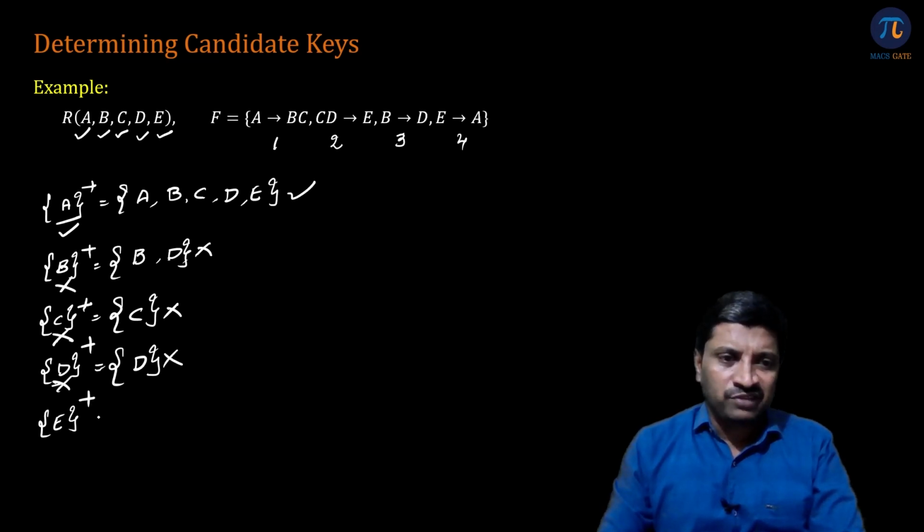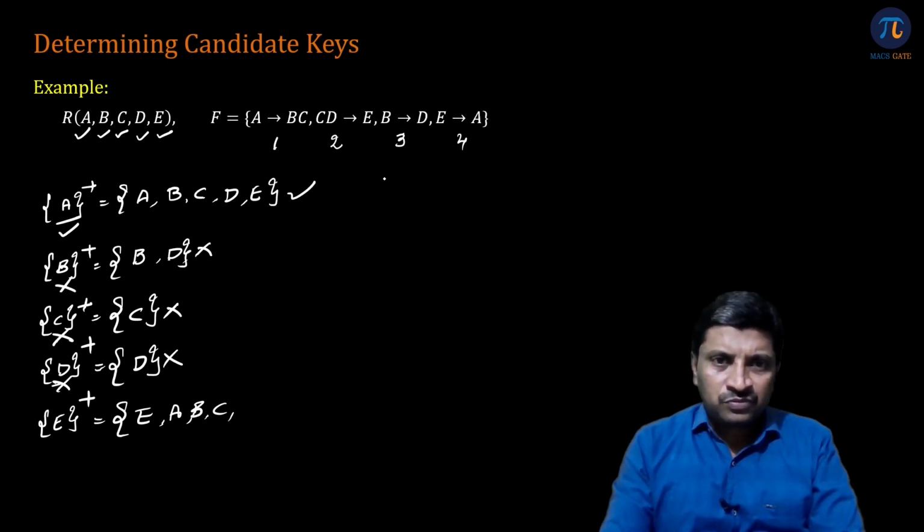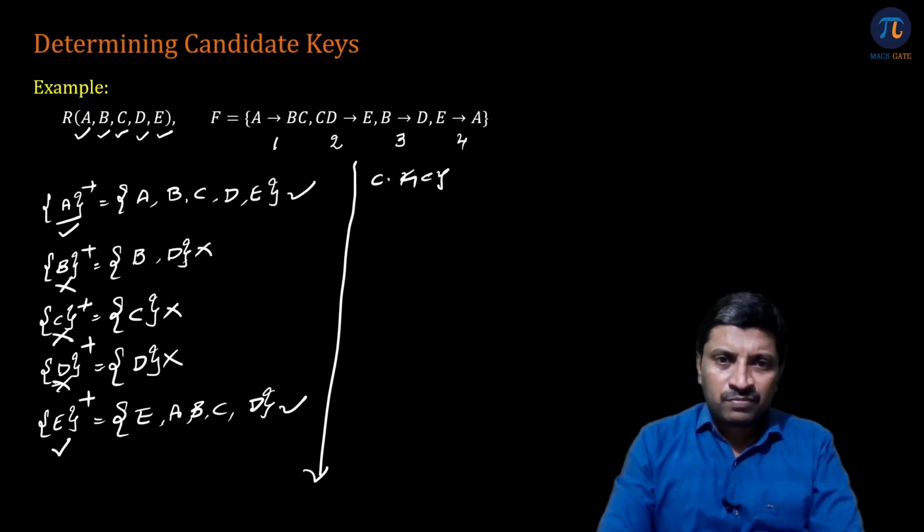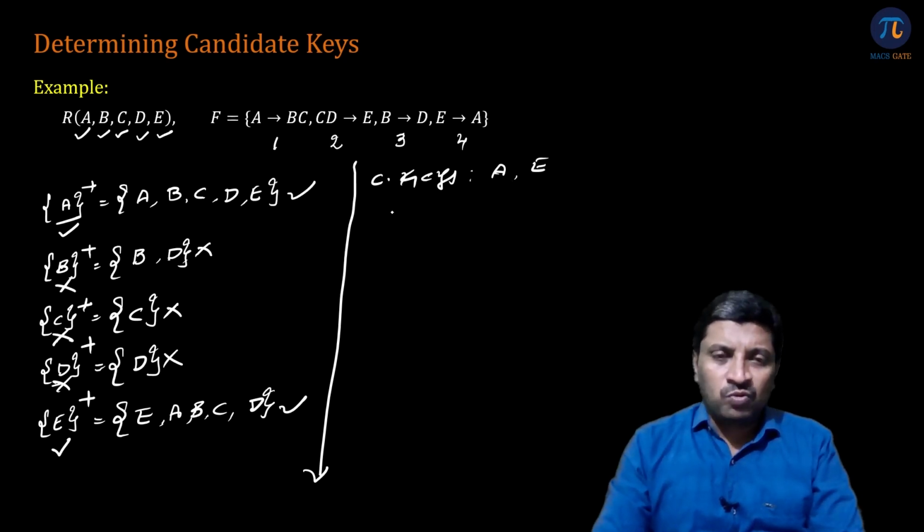What about the closure of E? With E we get E and we get A. Then with A we can get B comma C. By using 3 we can get D also. So we are getting all the attributes. So this is a candidate key. So what are the candidate keys from the first stage? The candidate keys are A, E. So what are the attributes which are not candidate keys? We have B, C, D.